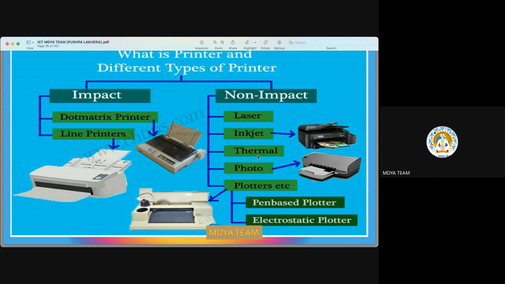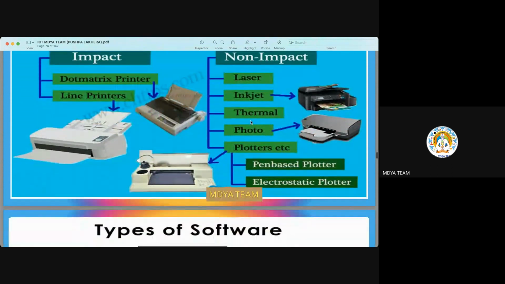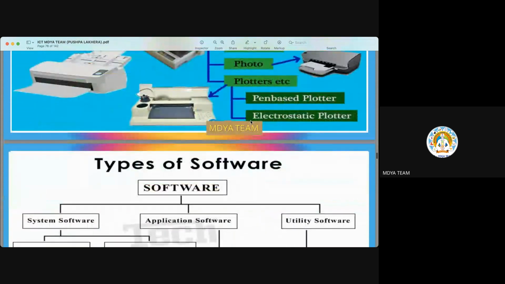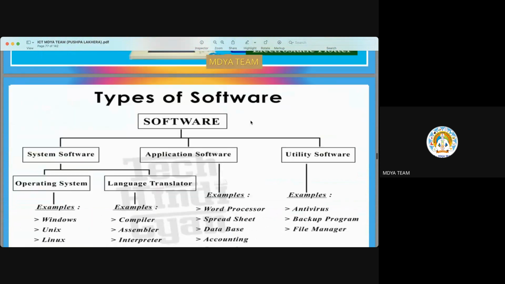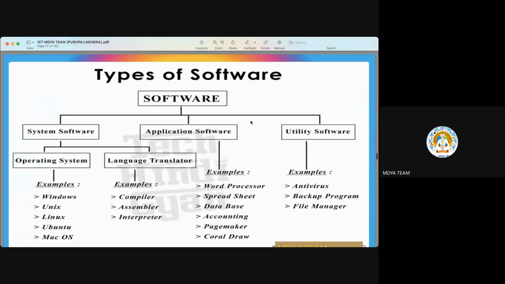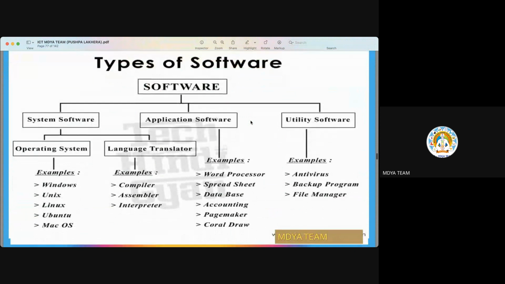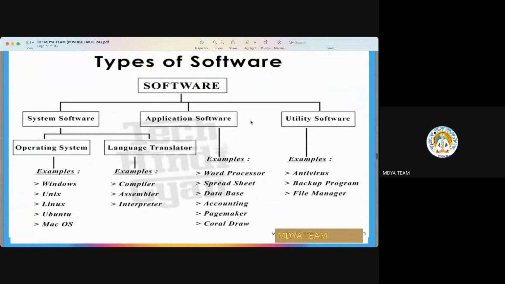And in the laser printer, powdered ink is used. So you should remember all those small things. Then it comes to types of software. So I'll go through this slide only today. The rest we will go through later.